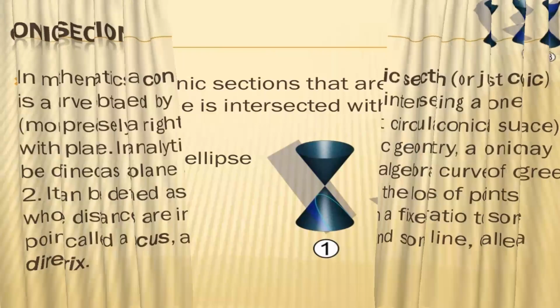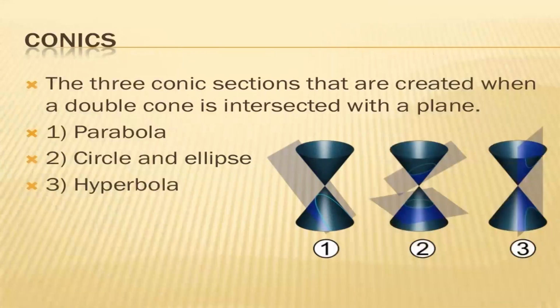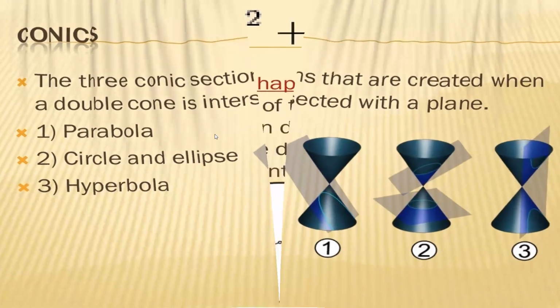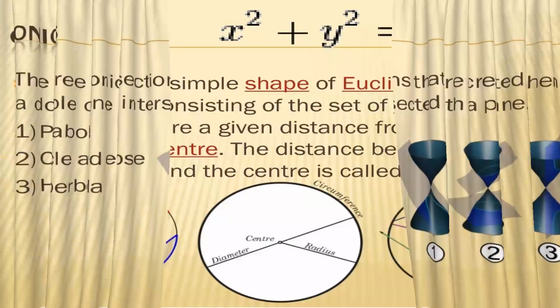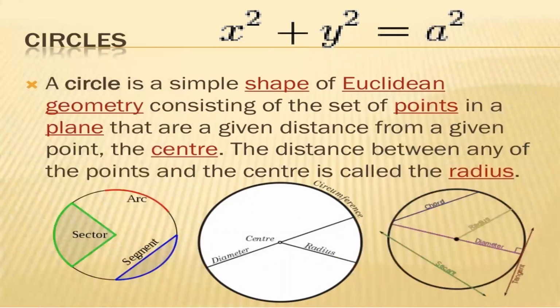Next one, conics. Here you can see that parabola, circle, ellipse and hyperbola are the parts of conics. Here we discuss the circle's formula: x square plus y square equals a square. It's a regular shape of a circle. In this diagram you can see the segment, sector, arc, center, radius, circumference, chord, diameter, and so on.